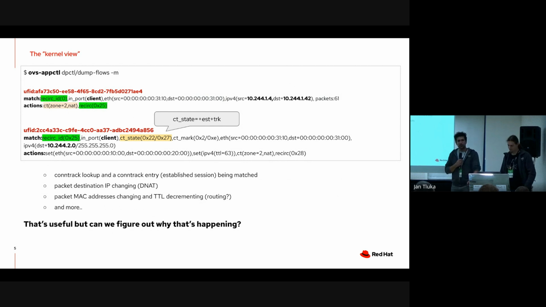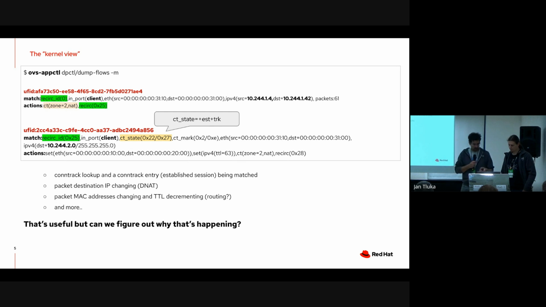If we focus on the dump that I had in the first slide, we have two flows. The first one has recirculation ID 0, so our packet is hitting that one first. It's coming from a client port. We can see the source IP and destination IP. It goes to conntrack, and when it comes back from conntrack, it's going to hit the second flow, recirculation ID 25. We can tell that the conntrack state is established, so it's part of a session that was established before.